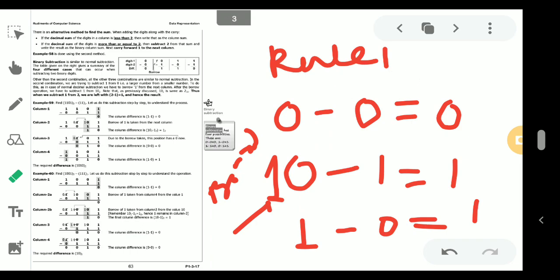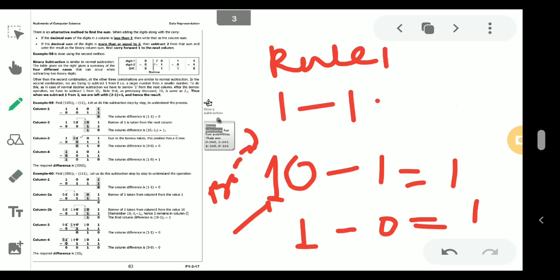0 minus 0 is 0. If you subtract 0 minus 1, that cannot be possible, so for that reason you have to take one borrow. It becomes 1 0, which means 2. 2 minus 1 is 1. And 1 minus 0 is 1. One more rule: if you subtract 1 minus 1, the result is always 0. So we will follow these 4 rules while performing the subtraction.